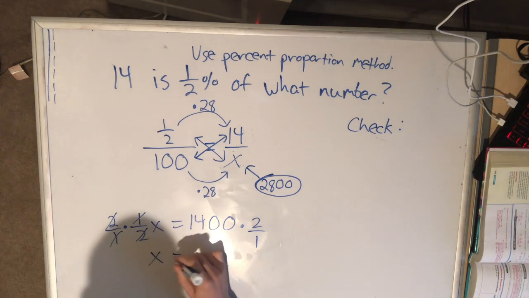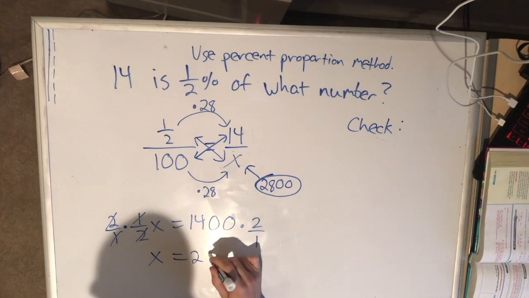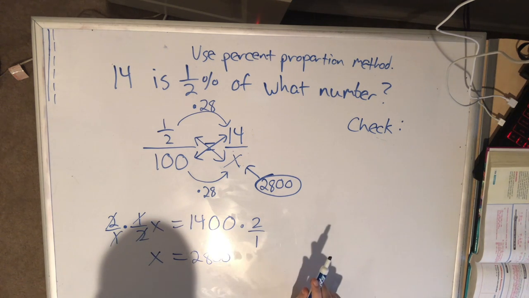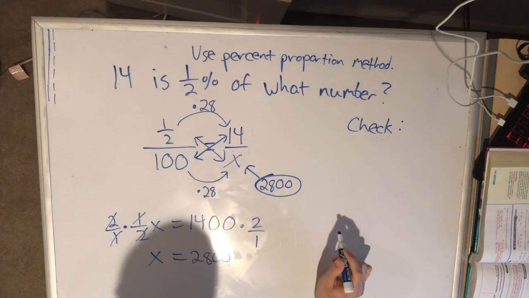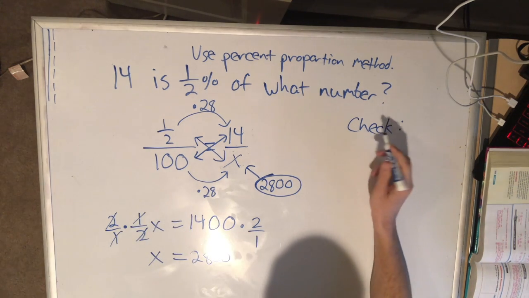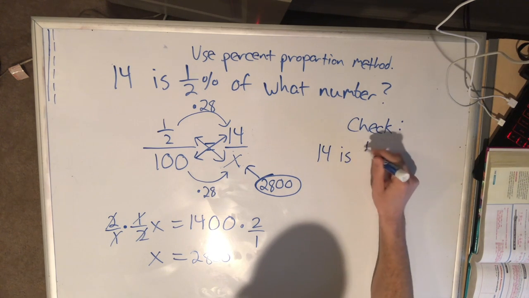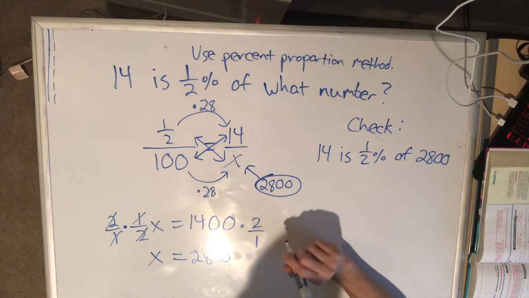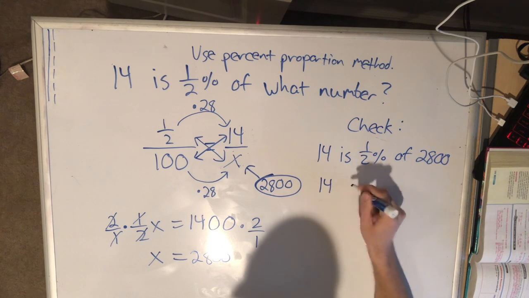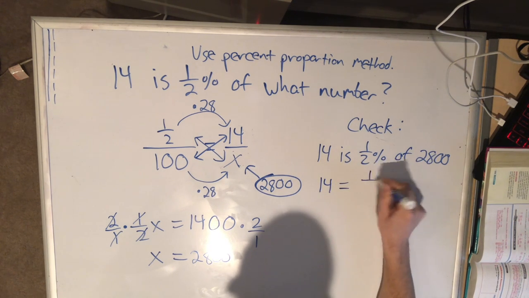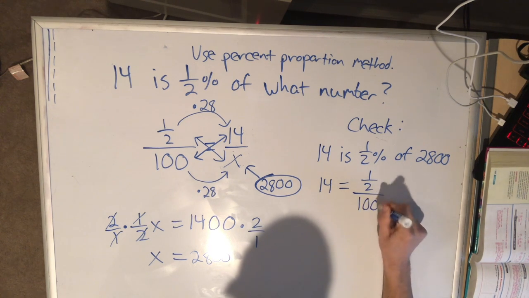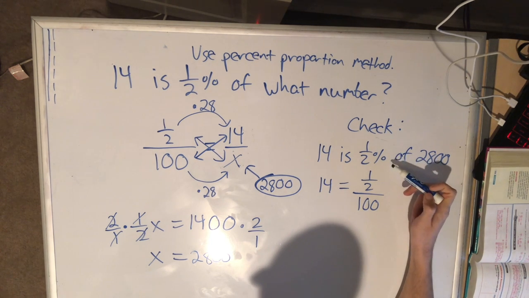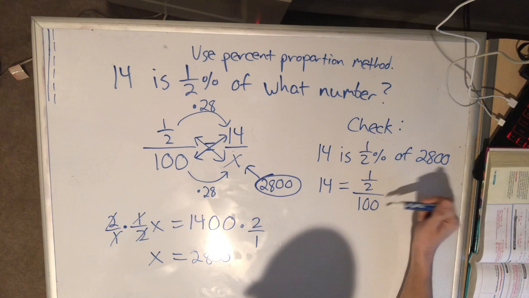So now we have x equals 2,800 over 1, which is 2,800. All right, let's check our answer. Let's see if 14 really is 1/2% of 2,800. Okay, so is means equals, 1/2% is 1/2 over 100. If you're dealing with a number that ends in 1 or more zeros like 2,800, it's easier to convert the percent into a fraction so that you can get zeros to cancel out.